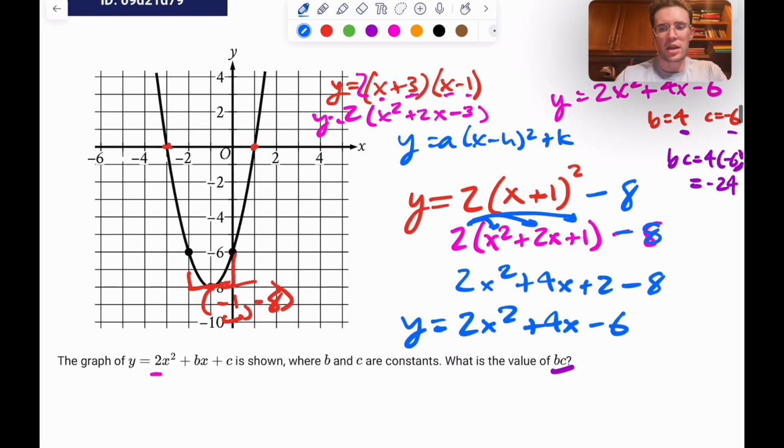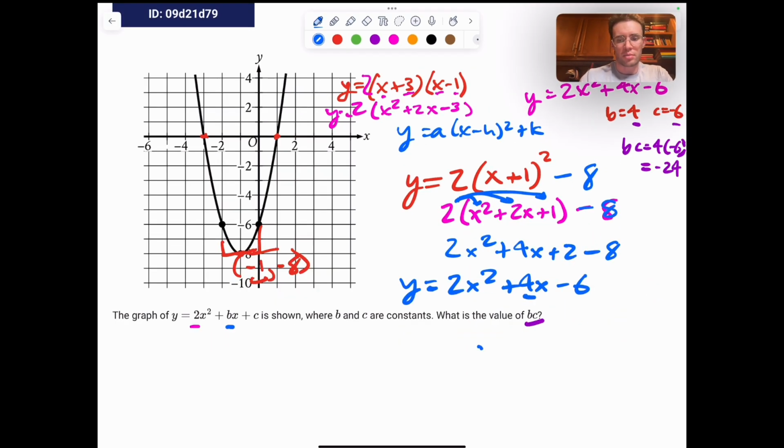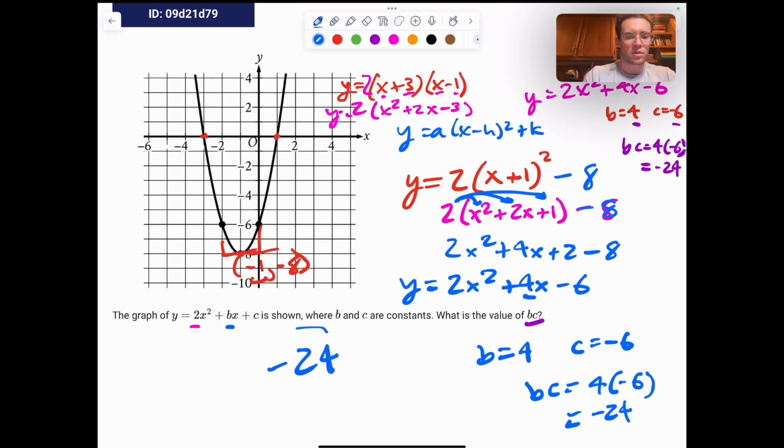So y equals all of that, which again, the b value is going to be 4. The c value is going to be -6. So still bc will be 4 times -6, which will still be -24. All right, so either way you do that, it gives you -24. So vertex form, factored form. I think it's another method to do it.